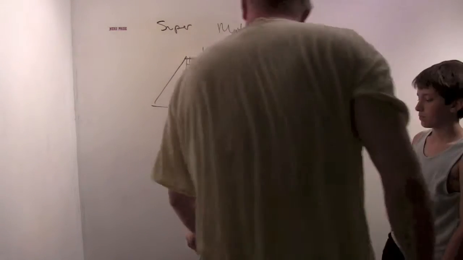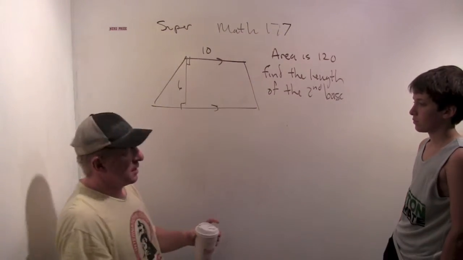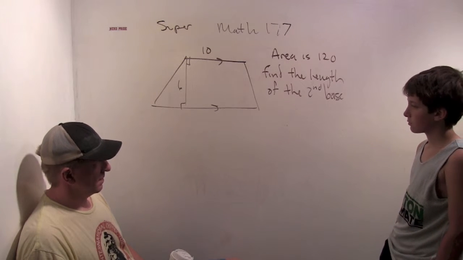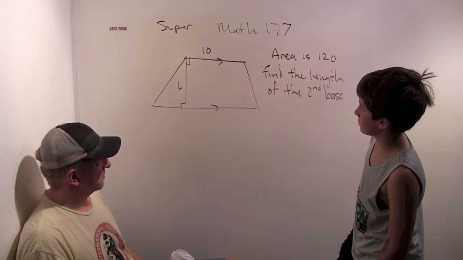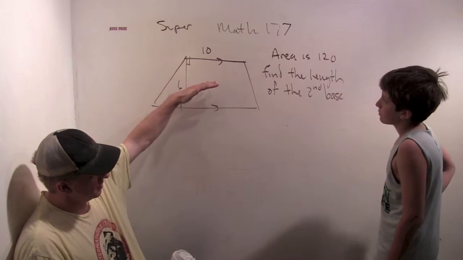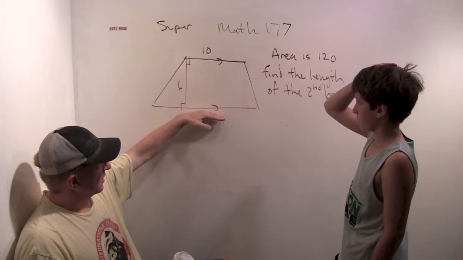SuperMath177. So this problem was actually the problem I did with your brother this morning because he's studying quadrilaterals. And I asked you about it, and we had a little bit of a hard time remembering how this works. So we spent the morning kind of reviewing it. So this says I've got, what kind of shape here? A trapezoid. The area is 120. Find the length of the second base.